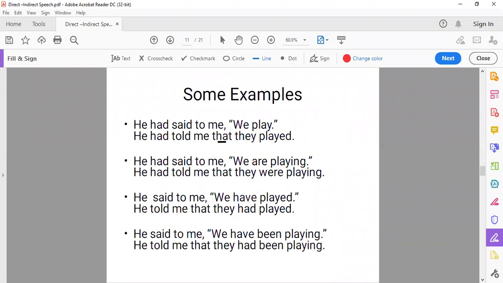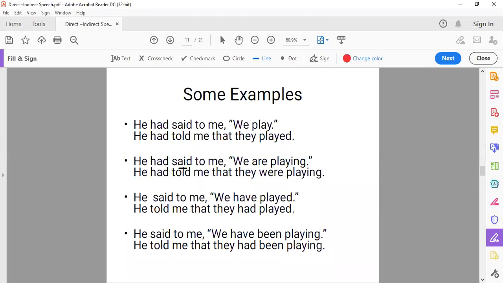We have used the conjunction that here. We, the first person plural subject, will change with the subject of the reporting verb, that is he. So we'll take the plural form of he, that is they, because we had the subject in plural, so here in the indirect form also we will take the subject in plural. It will change into they, and play is the first form, it changes into the second form. That means present indefinite changed into past indefinite.